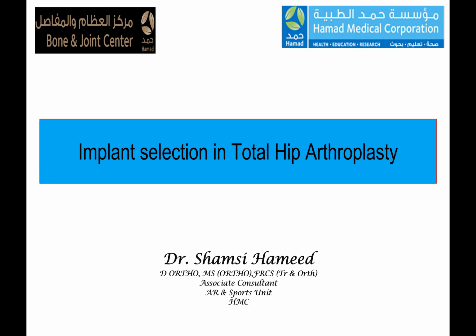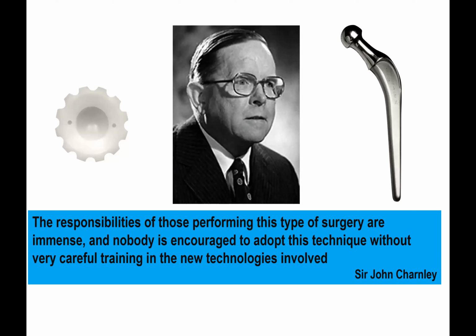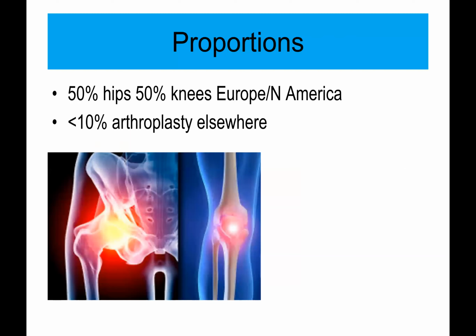So, implant selection in total arthroplasty. I work in Hamad Medical Corporation in the adult reconstruction, the sports unit. Any talk on total hip has to start with Sir John Charnley. In 2007, it was considered the surgery of the century by the Lancet, and it has about a 97% success rate. Regarding the proportion of cases, it's usually 50% hips and 50% knees in Europe and North America, but in some countries it's less than 10%. Like in Doha, we have more total knees than hips, and hip cases are much less.